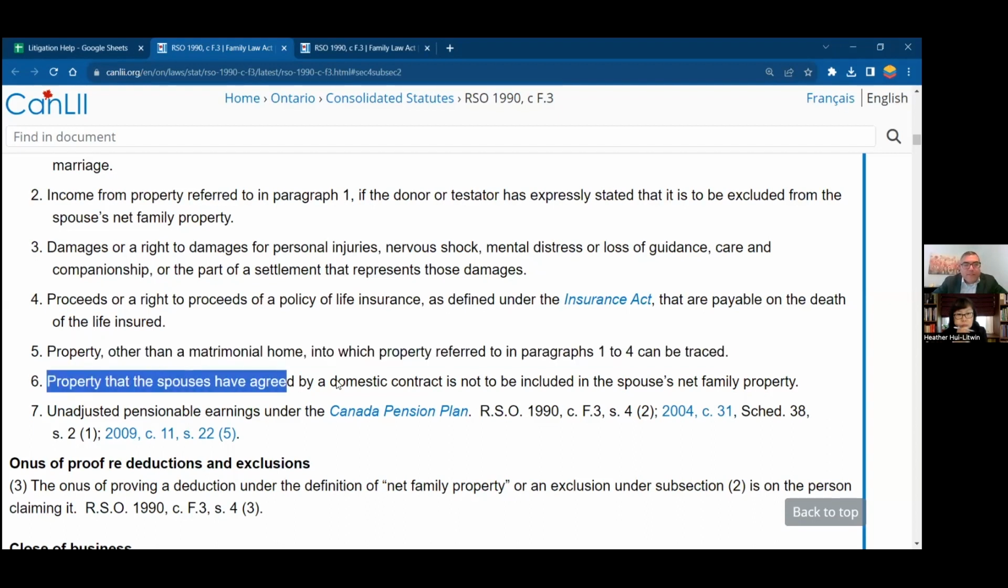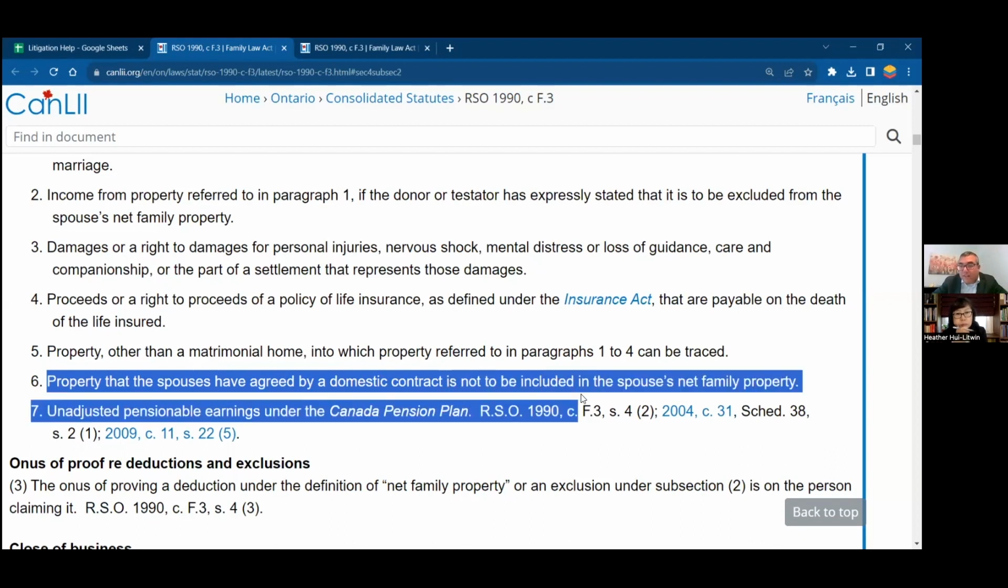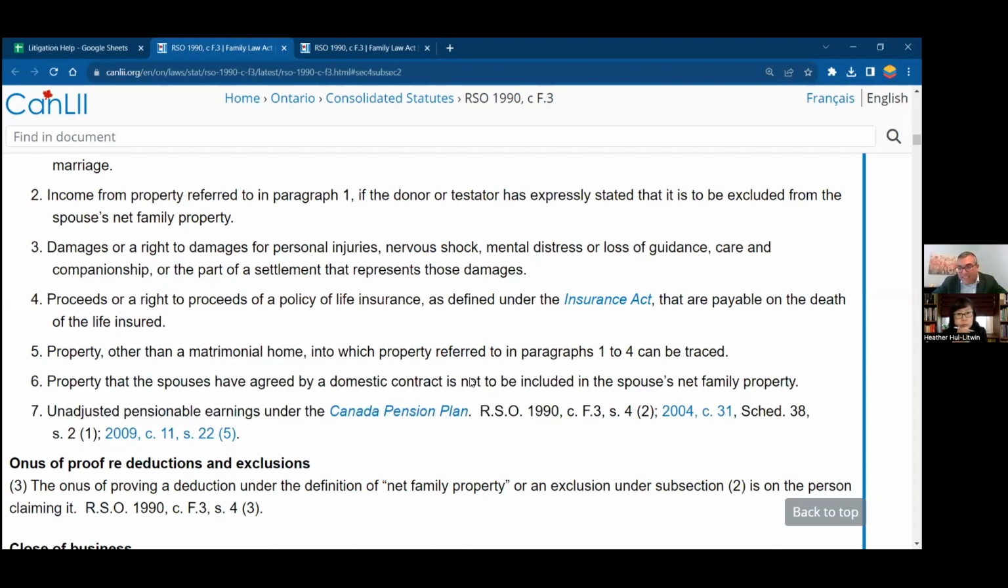Property that spouses have agreed by a domestic contract is not to be included. So there you go. It's funny, it actually says not to be included. So if you sign a marriage contract or a cohabitation agreement that turns into a marriage contract that says this item is excluded, then obviously that's captured by this section over here.